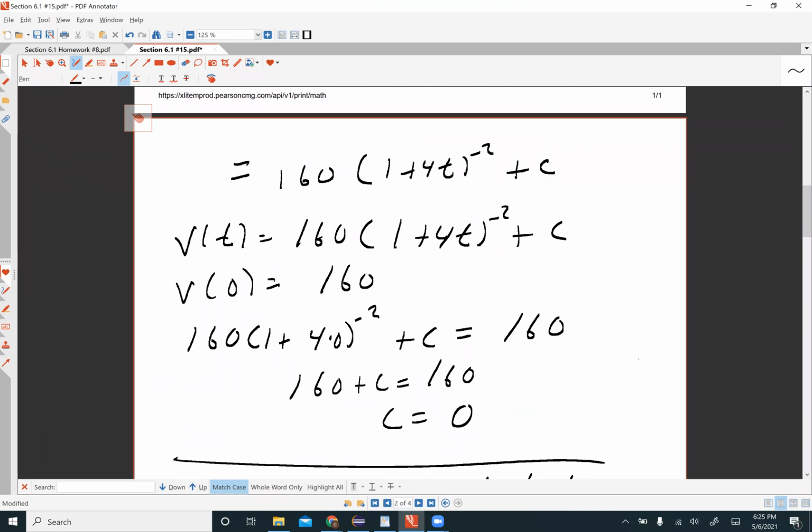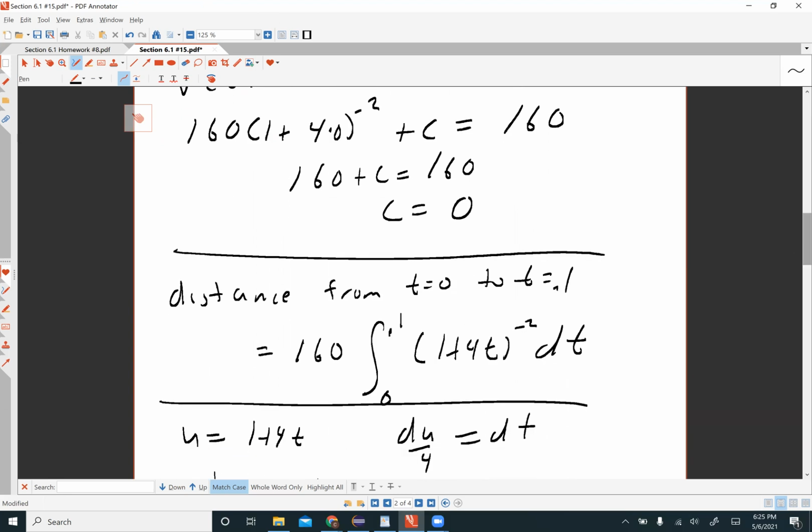So we know that this expression here is 160 when t is 0. So we just plug in t equal to 0. So we know that 160 over 1 plus 4 times 0 squared plus c is 160. So you get 160 plus c is 160, or c is 0. So our velocity function just turns out to be 160 over 1 plus 4t squared.